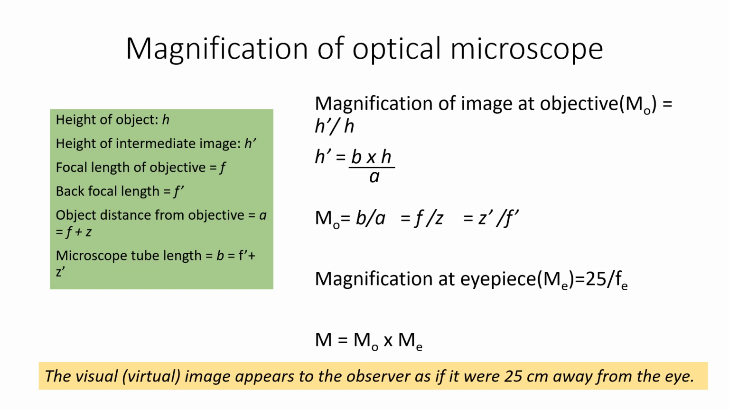The 25 comes from the near viewpoint of our eye. Our eye cannot see a distance closer than 25 centimeter. We cannot resolve images which are within 25 centimeter. At least this much distance is needed for a clear image to be observed. So the magnification at the eyepiece is given by 25 over f_e, where f_e is the focal length of the eyepiece, and the total magnification is given by M_O into M_E. A side note: the virtual or visual image appears to the observer as if it were 25 centimeter away from the eye.